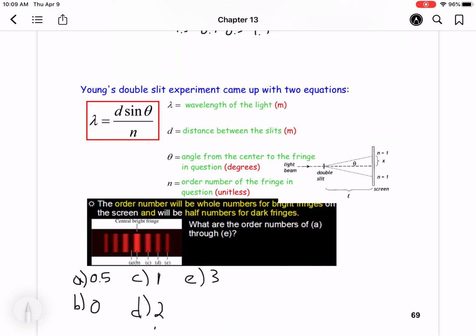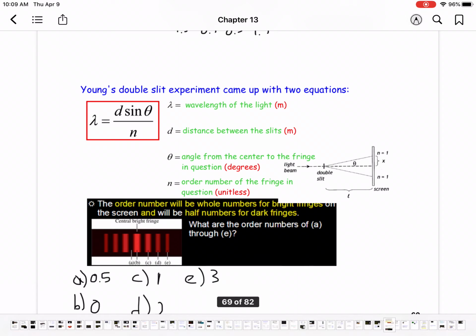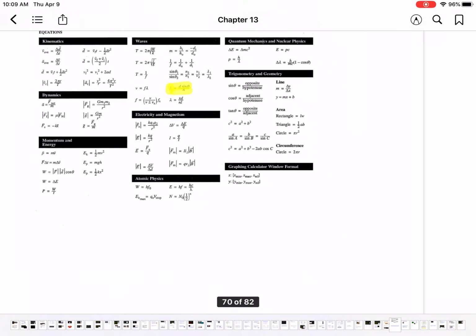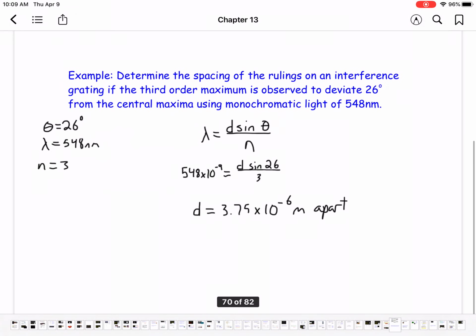In this equation, one thing to note is that these are measured in meters. Light is almost always given to you in nanometers, all right, especially visible light. So make sure you take note of that and don't try to put in meters, or you'll get some crazy large numbers, right? We want small numbers here. The gap between these things is very small. It's on your formula sheet, and I have an example here of it done.